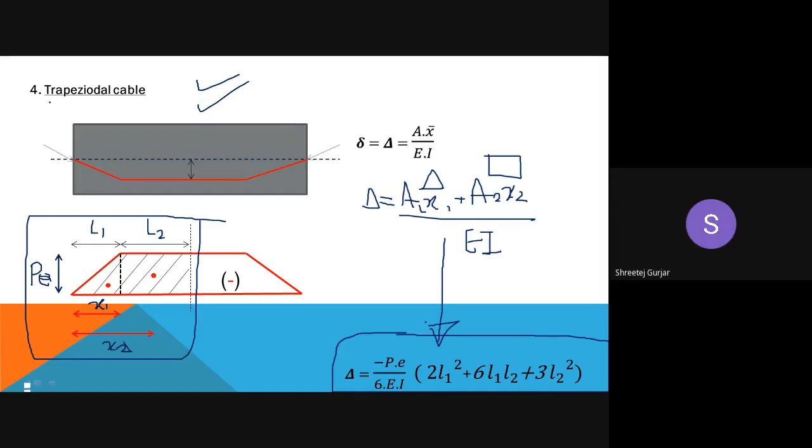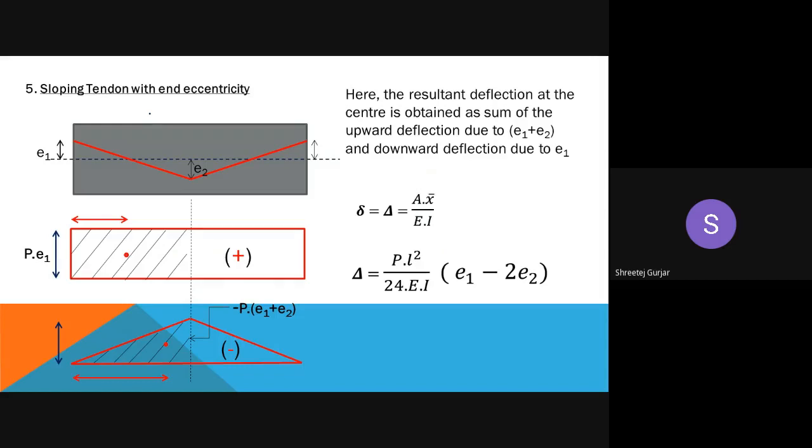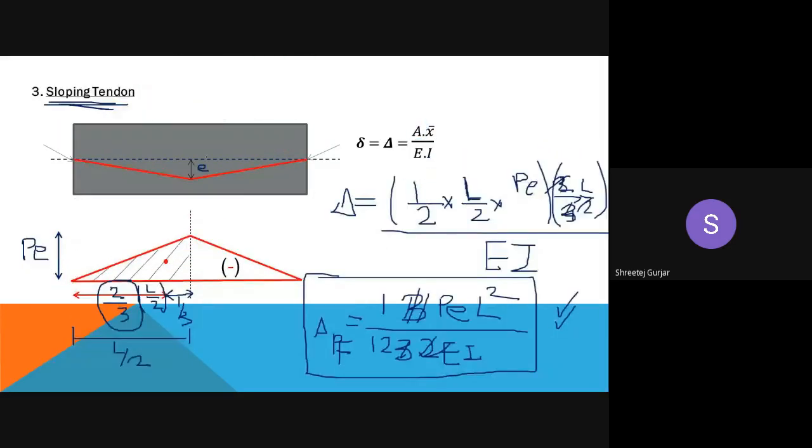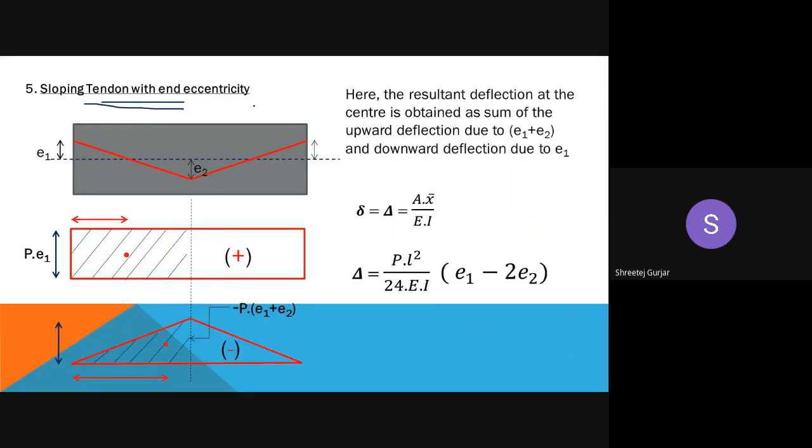So this is regarding your trapezoidal cable. Now moving on to your sloping tendon. What is the difference between this sloping tendon and the previous one? Can you observe and tell me? Sir, there only the triangular portion will come; here both rectangle and triangular. As you are telling me, you have to consider both these BMDs. That is correct.